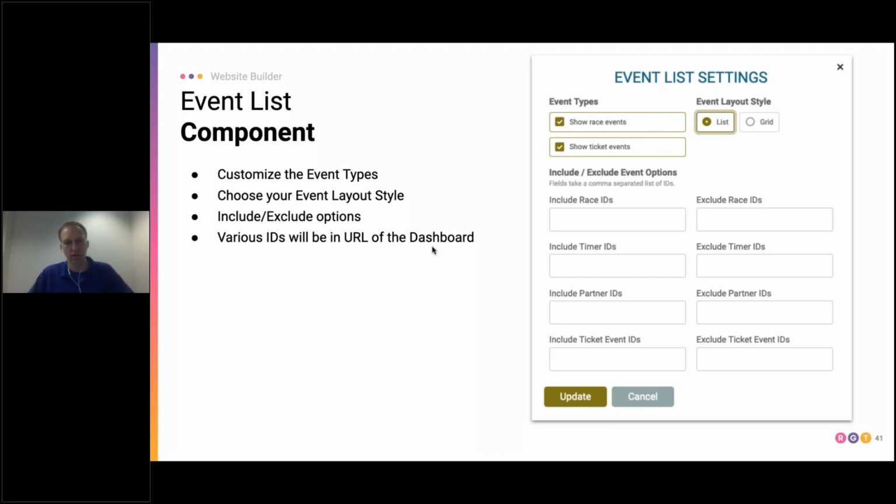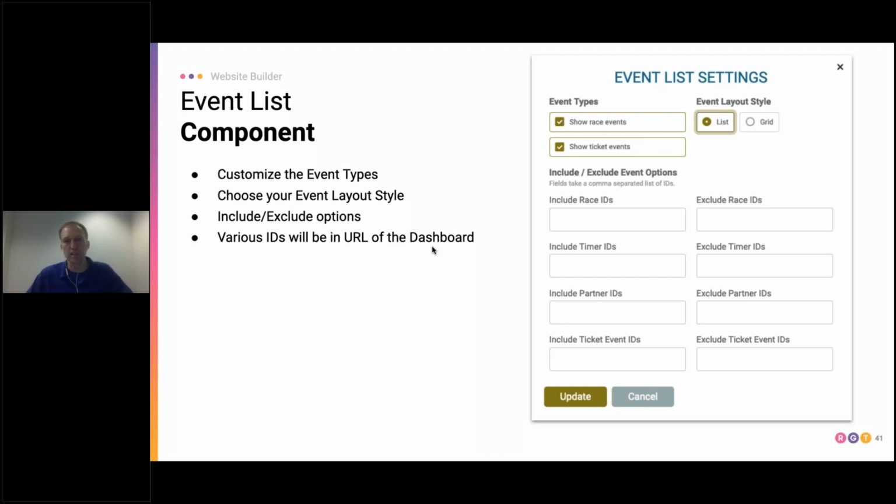Everything is based off of an ID, which is very easy to see whenever you're on the dashboard of that feature. If you're ever in the back end of your race dashboard, just look in the URL, and you'll see there's a number at the very end, and that's the race ID. Same thing if you're on your timer dashboard, partner dashboard, or ticketable event dashboard: go to the main dashboard, look in that URL, and there'll be a number at the end, and that's the ID that you would plug in here if you wanted to include that. So if you need any help with this, don't hesitate to reach out. We'll be happy to make sure you get the right IDs to list out all the events that you need.